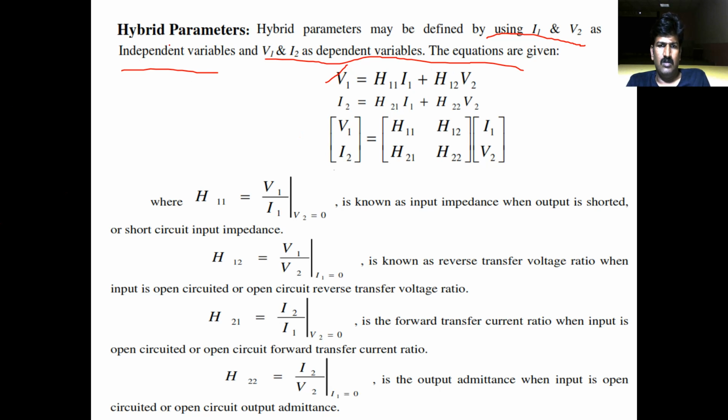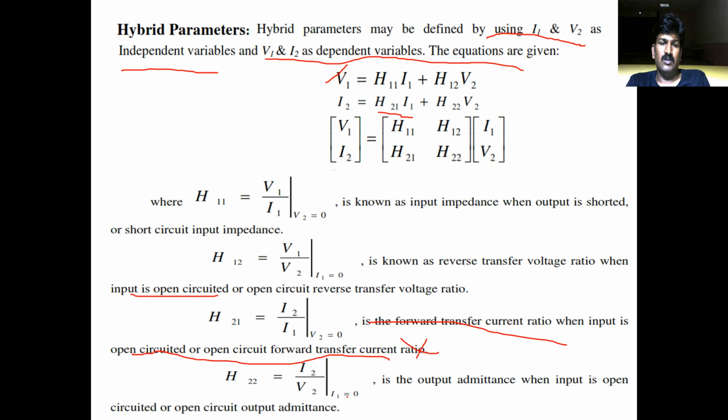H21 is equal to I2 divided by I1 when V2 is 0. It is the forward transfer current ratio when the input is open circuit, not like this. This is a wrong statement. Output is short circuited. Here also you can see H12 is V1 divided by V2 when I1 is equal to 0. Input is open circuited. This one is output short circuited.